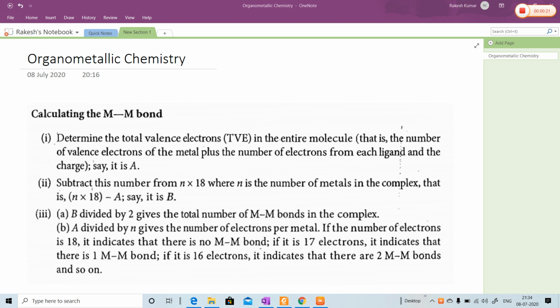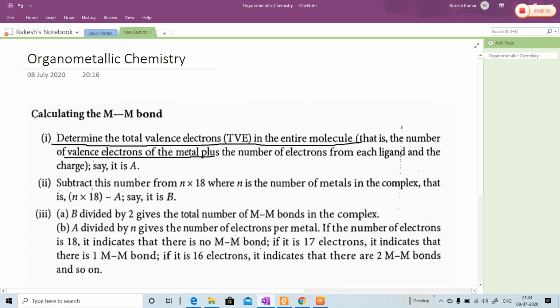In the first step, we have to determine the total valence electron in the entire molecule. It means the number of valence electrons of the metal atom, the number of electrons contributed by each ligand, and any charge which is involved in the molecule, and this whole term is denoted by A.